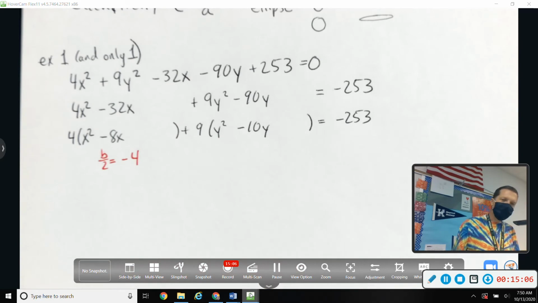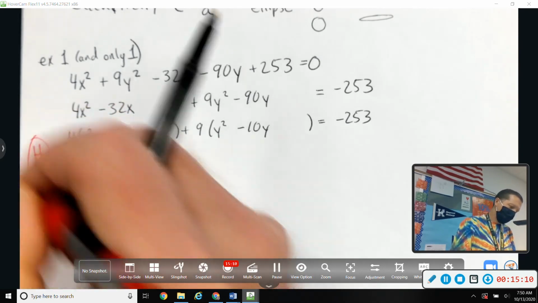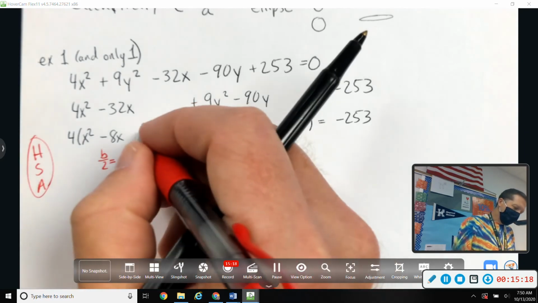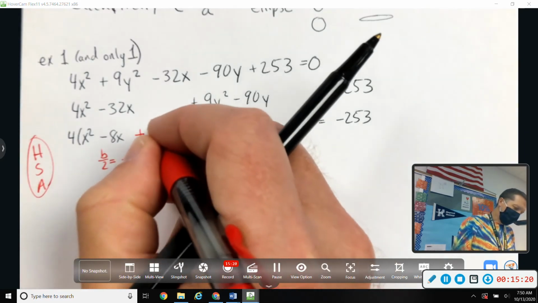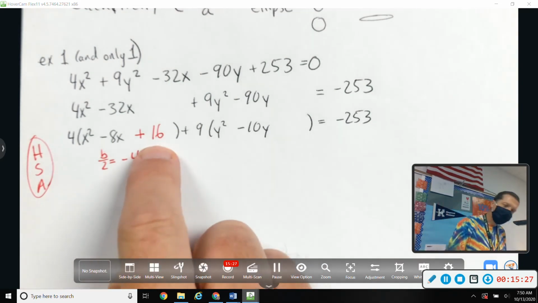b over 2 is negative 4. All right, this is the half it, square it, add it phase of completing the square. So half it, negative 4, square it, I get 16. So be very careful right here. I want to add 16. That's the normal thing to do. So I wrote down plus 16 on the left-hand side.